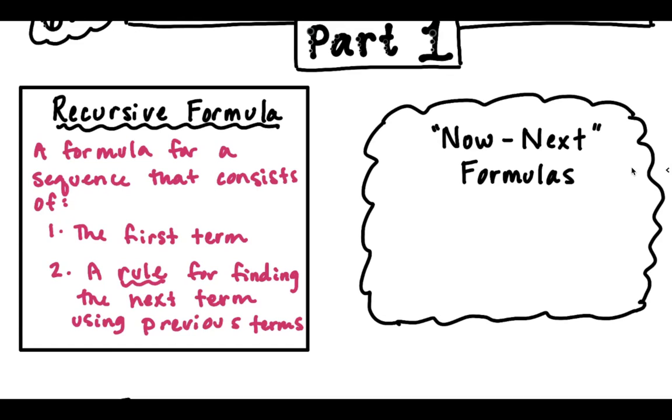All right, we're going to learn a formal way with some math symbols to write recursive formulas, but sometimes it can be a little overwhelming to try to just get your mind around what a recursive formula is and the symbols at the same time. So we're going to start with kind of a bridge between those things with now-next formulas. Now-next formulas are an informal way to write recursive formulas.